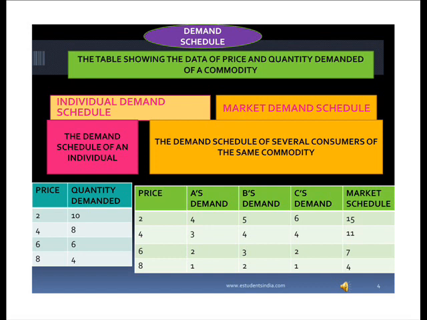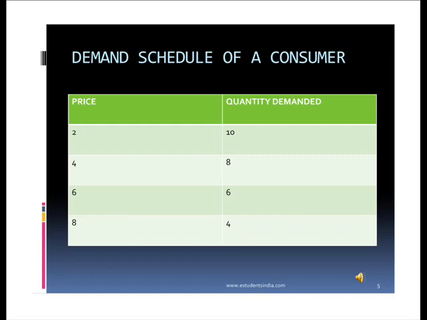Demand schedule of a consumer. Price 2, quantity demanded 10. Price 4, quantity demanded 8. Price 6, quantity demanded 6. Price 8, quantity demanded 4.